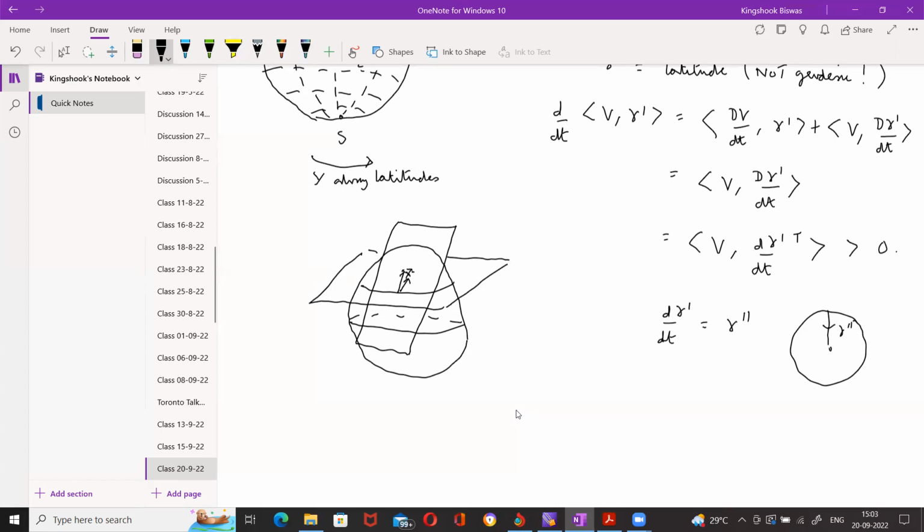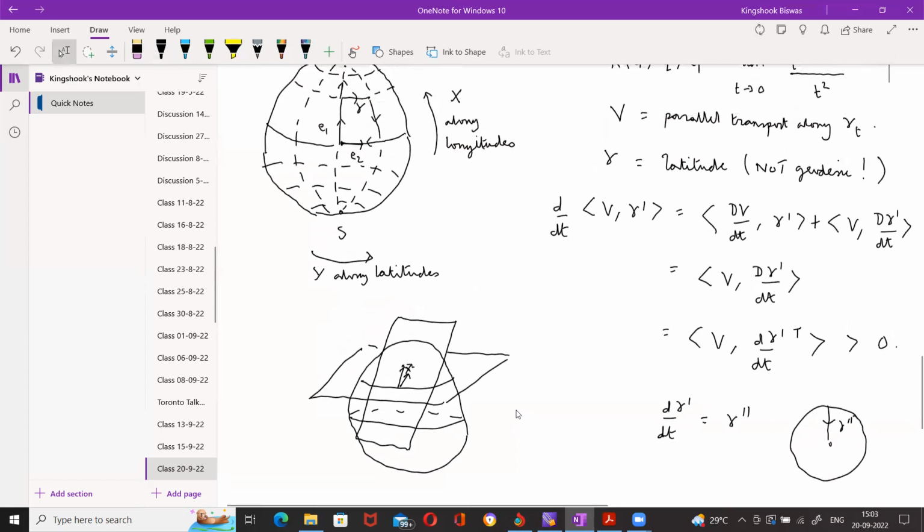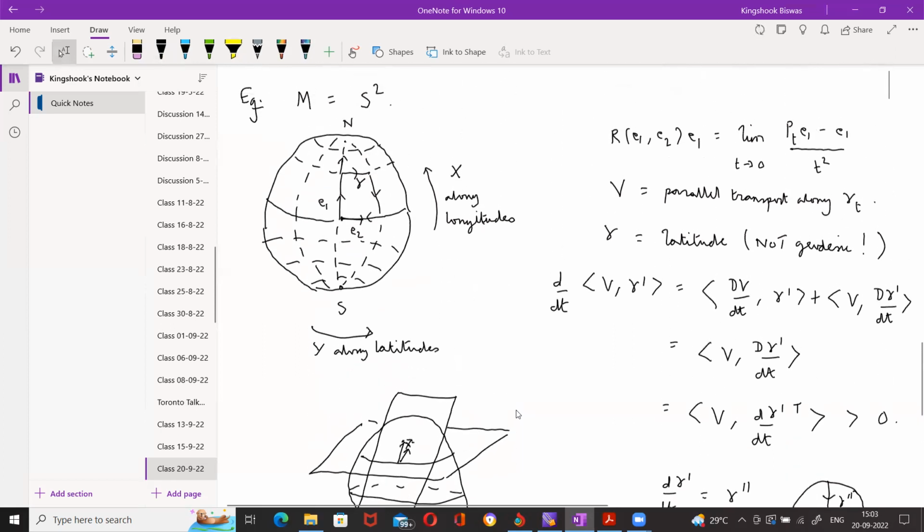So the covariant derivative of gamma prime is pointing upwards, and V is pointing upwards. So this change in the inner product of V and gamma prime is going to be positive. If V makes an angle of 90 degrees here, then at the end of it, V will make an angle smaller than 90 degrees. The inner product is increasing, which means you move more in the direction of gamma prime. So V will tilt like this at the end of parallel transport. It looked like this.